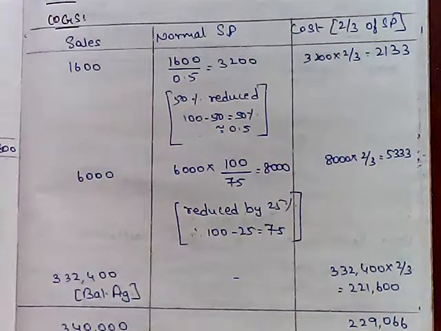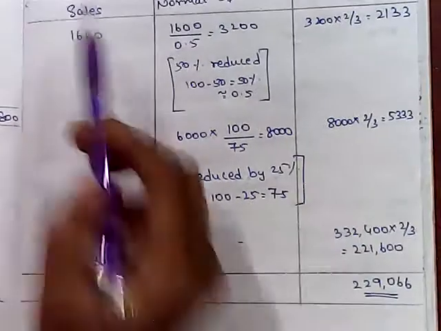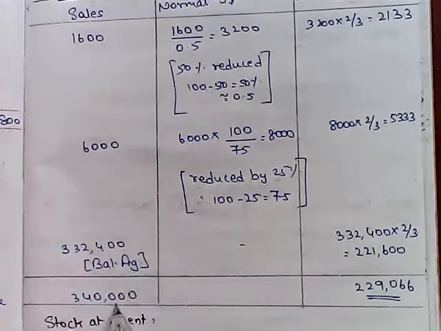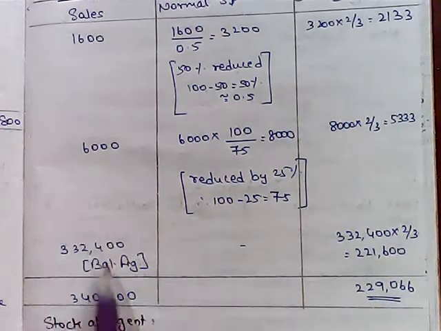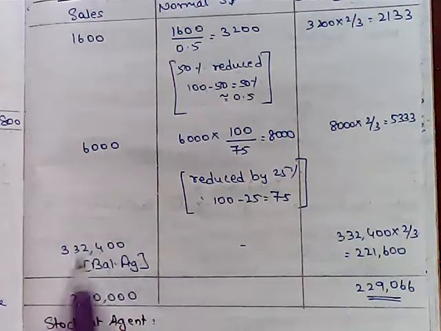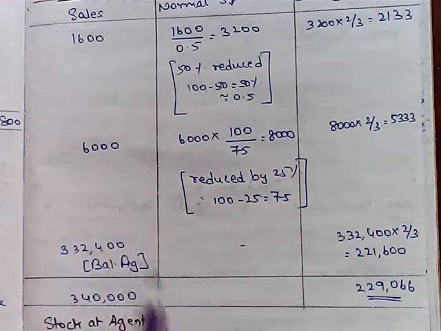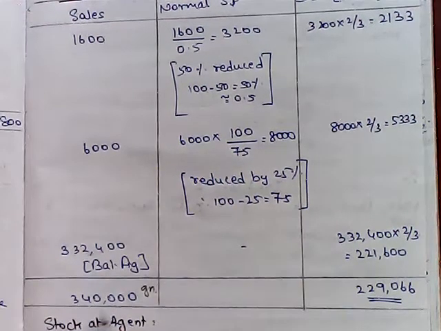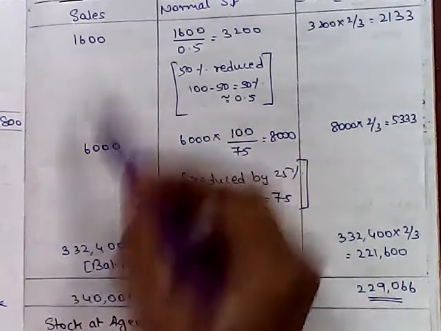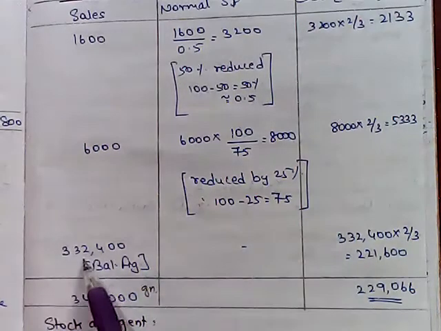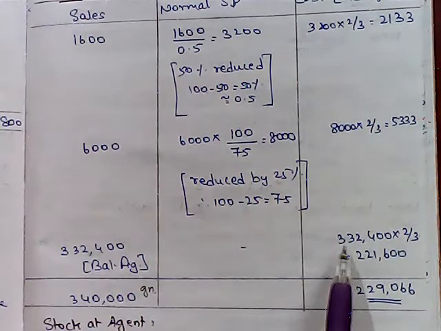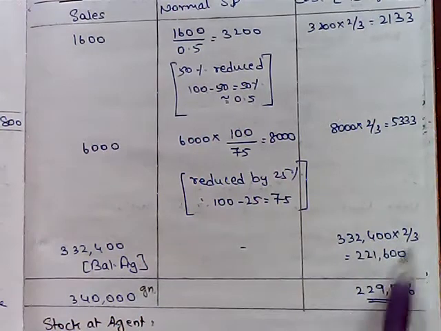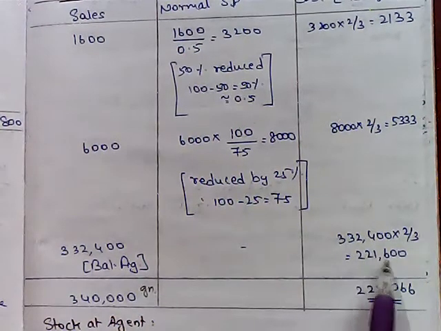Okay, now the total sales is 3,40,000, which is given in the question. So now the balancing figure is nothing but 3,33,400. That is 3,40,000, which is given, minus 1,600 minus 6,000 is 3,33,400. So with this balancing figure, we can calculate the cost. 3,33,400 into 2 by 3 is nothing but 2,21,600.